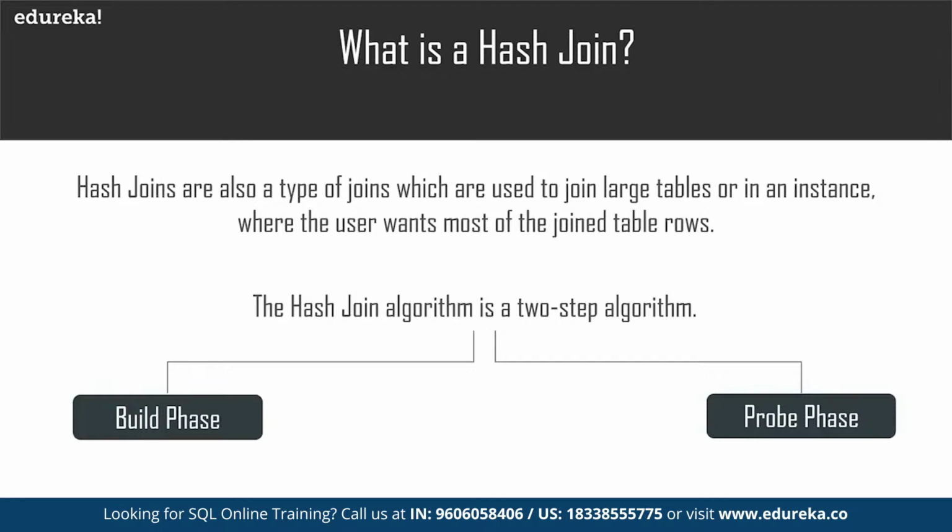So hash join is again a type of join which is used to join large tables, and it has mainly two steps, that is the build phase and the probe phase. In the build phase, you create an in-memory hash index on the left side of input, and in the probe phase, you go through the right side of input each row at a time and find the match using the index created in the build phase. So guys, that was about the hash join.